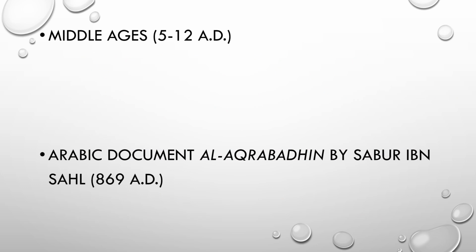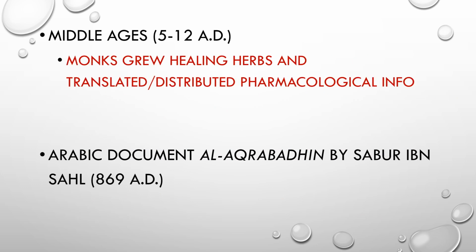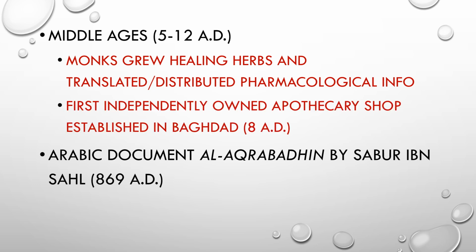Then as we move into the Middle Ages, we see the monks that were growing different healing herbs. They were translating and distributing pharmacological information to different individuals. And this was also the time at which the first independently owned apothecary shop was established in Baghdad, and that was in 8 AD. Then there was an Arabic, struggling with that word today, documents of the Al-Qur'an by Sabur Ibn Sal. So fun words there to say.